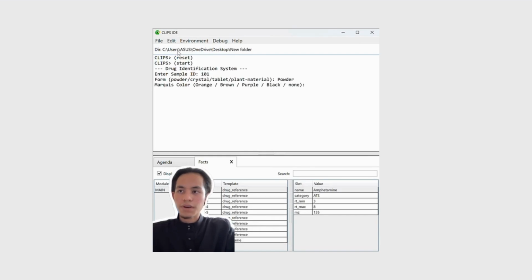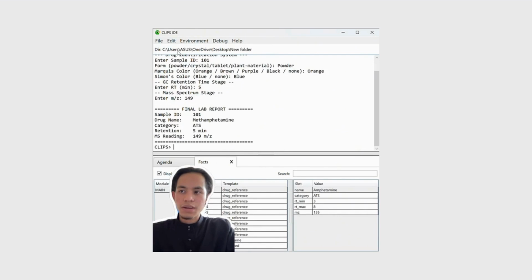Then it asks for the physical form of that sample. We put powder, and from that it triggers a rule which is the Marquis test, to ask for the output of the Marquis test. Here we put orange as the output. Then it triggers the rule to ask for the Simon's test color. Here we put blue. Then it asks for the retention time. Here we put 5 minutes, and the mass spectrum is 149. Then it shows the final lab report.